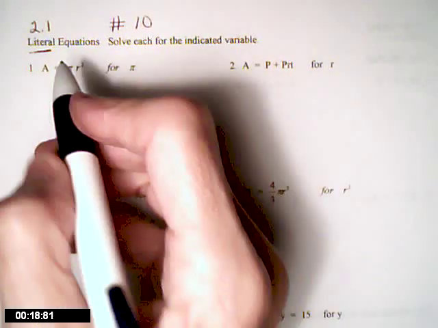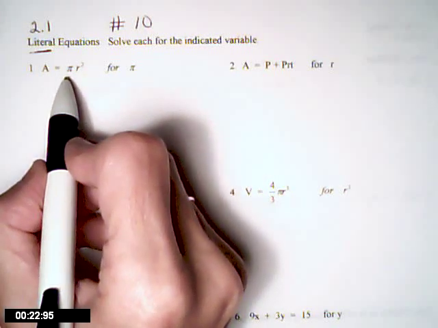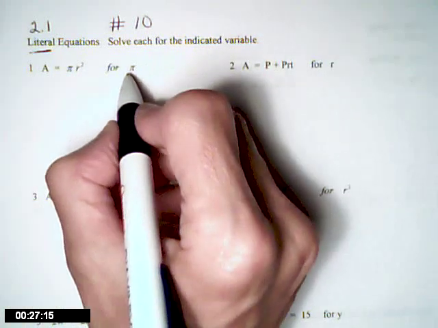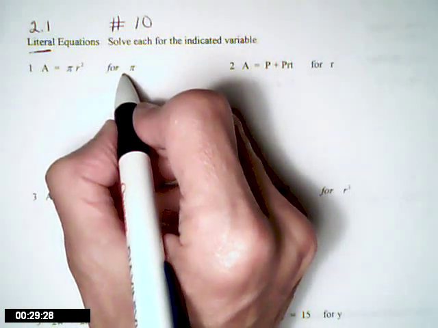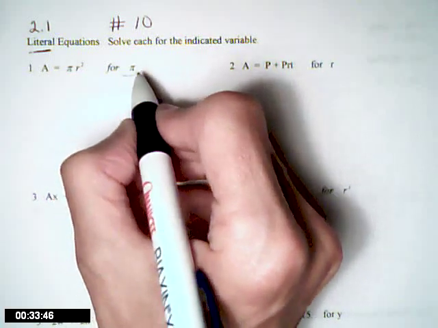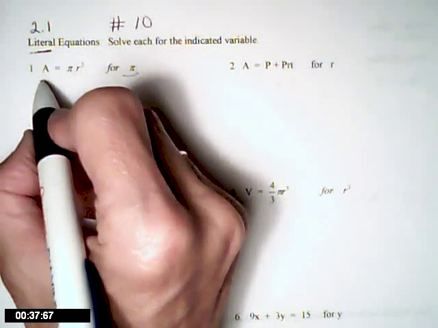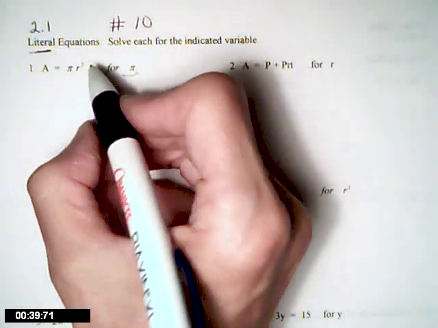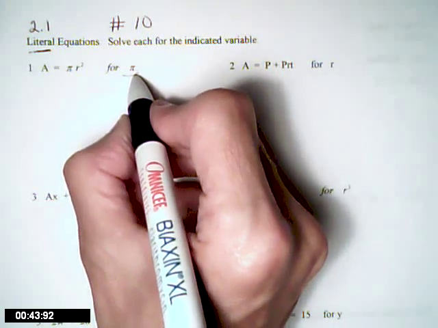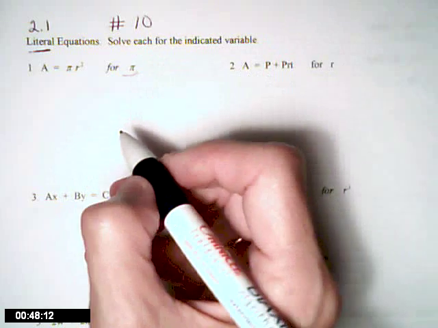Problem number 1, we have the formula A equals pi r squared. Now you notice the way it's given to us, we're solving for A. The problem is going to ask us to solve for pi, and that's what you're going to be looking for. You're going to take this formula and move it around from right to left by multiplying, dividing, adding, or subtracting until you get this quantity, in this case pi, by itself.